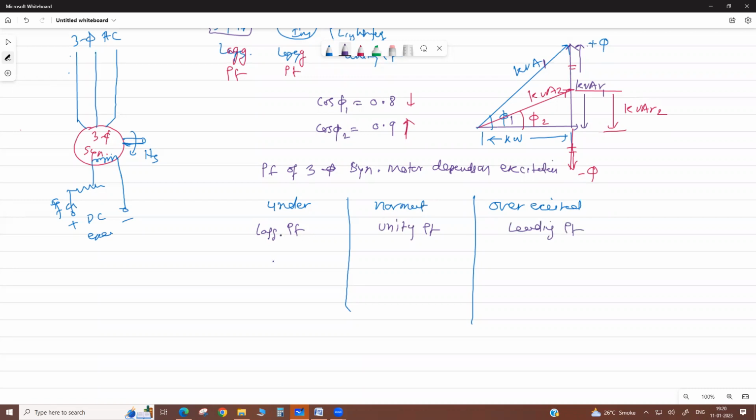So at lagging, it takes both active and reactive power, both are positive. At unity, only active power, no reactive power involved. Here it takes active power, but there is a negative Q, correct?